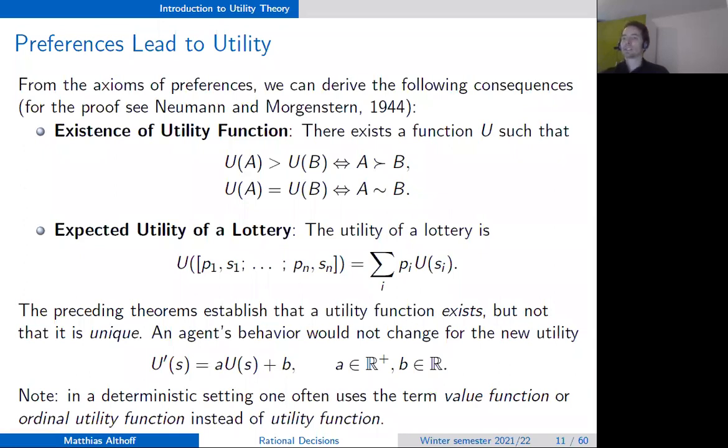One more note: if you look into the literature, you often also see the terms value function or ordinal utility function instead of utility function. There's a little bit of a mess, so there's not a clear term for that. You sometimes have to keep in mind that the terminology changes depending on the community.